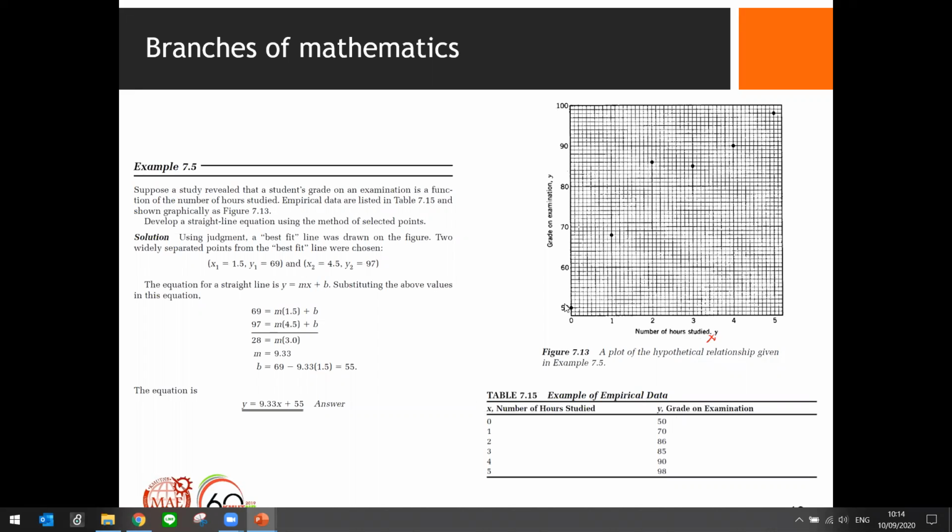So this graph represents the relation between the number of hours that you spent on your study and the result as a grade on the examination. If you don't study at all, 0 hours of study, you have 50%, right? If you study 1 hour, you might have, how many? 68. If you study 2 hours, you have 85 or something, 86 or something like that. If you study 3 hours, you have 85 and so on.